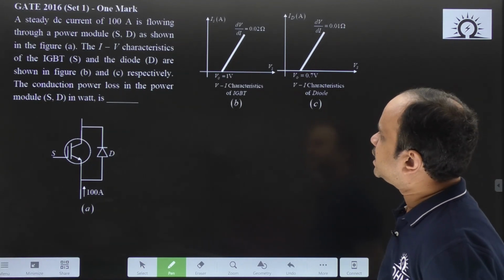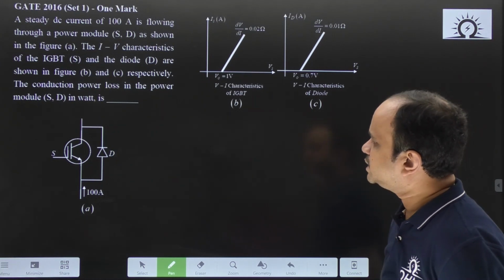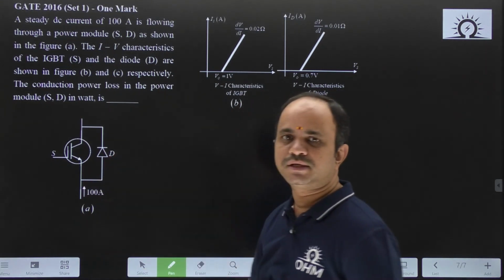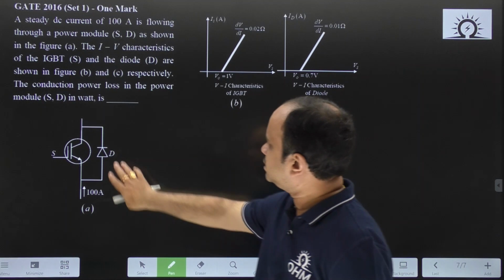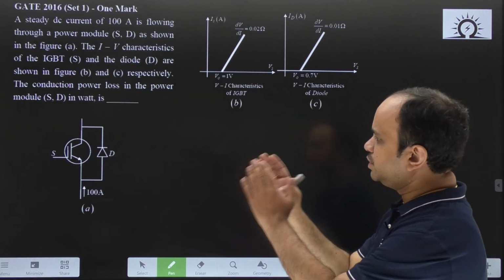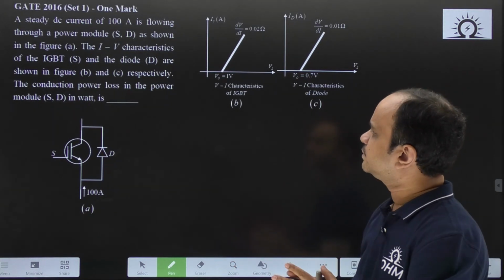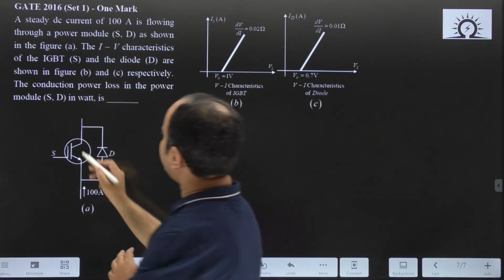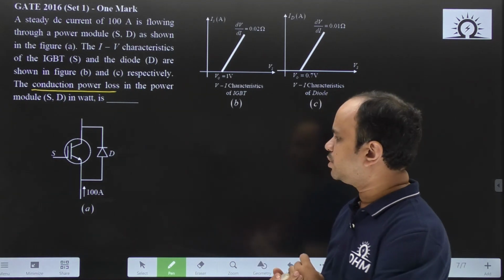A steady DC current of 100 ampere is flowing through a power module, that is given as S and D. S is an IGBT section and D is a diode section as shown in the figure A. So, this is the arrangement. Now, the IV characteristics of the individual IGBT module and diode module are given here. So, we need to find out what is the conduction power loss. This is the question.